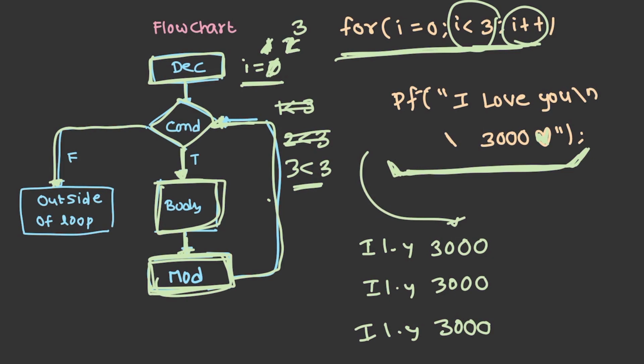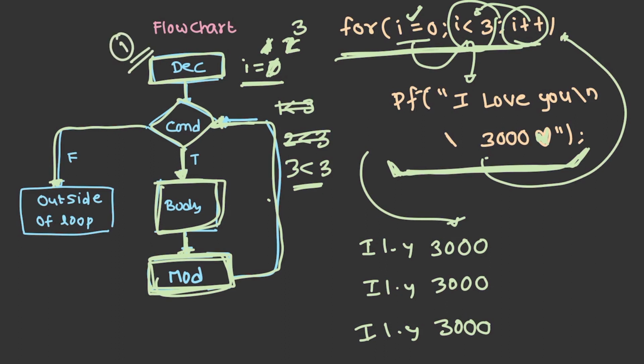This is how a for loop is executed. You just need to understand the flowchart. Initially, the declaration will be made, followed by that, it will check the condition and then it will enter the loop. After that, again the modification happens and then it goes to the condition. It never enters the declaration again. So the declaration happens only once, and the condition and the body will be executed accordingly.